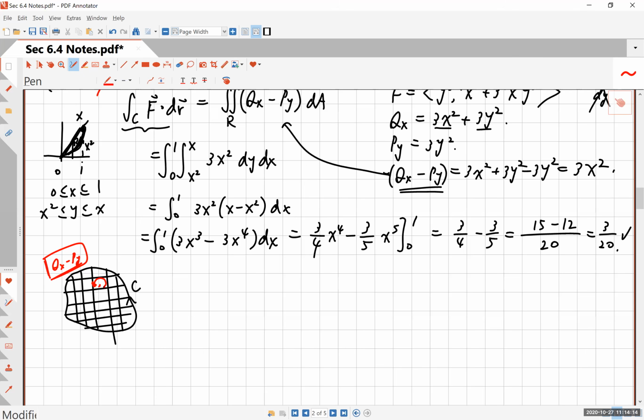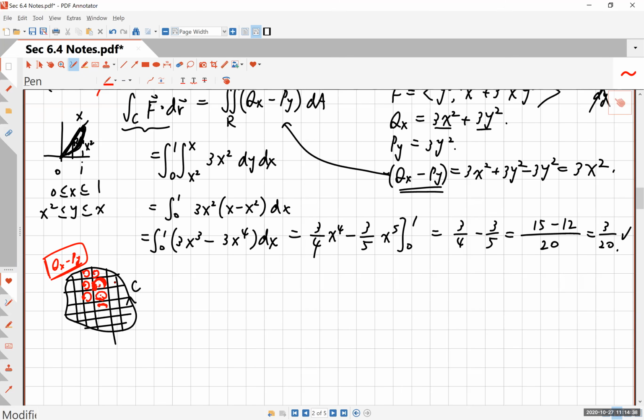And so it's going to tell you how much work is done as you go around the boundary of this small rectangle. But then you do the same thing over here, and notice that from one side it's going from left to right, and from the other side it's going from right to left, and they all cancel each other. Okay, you see that?